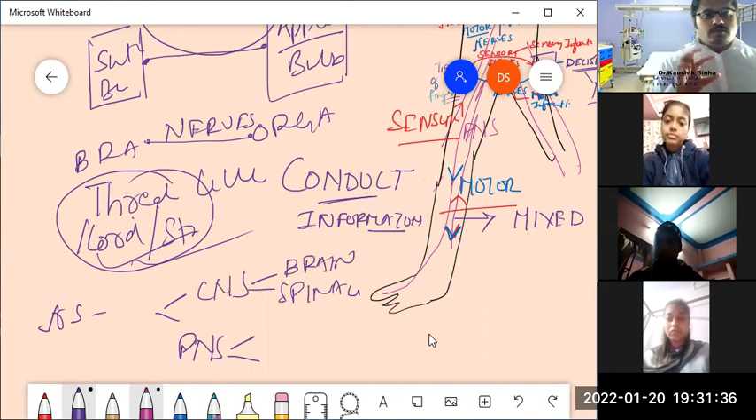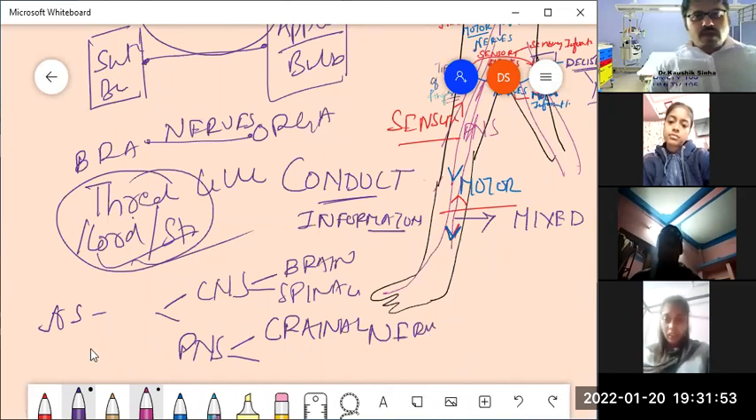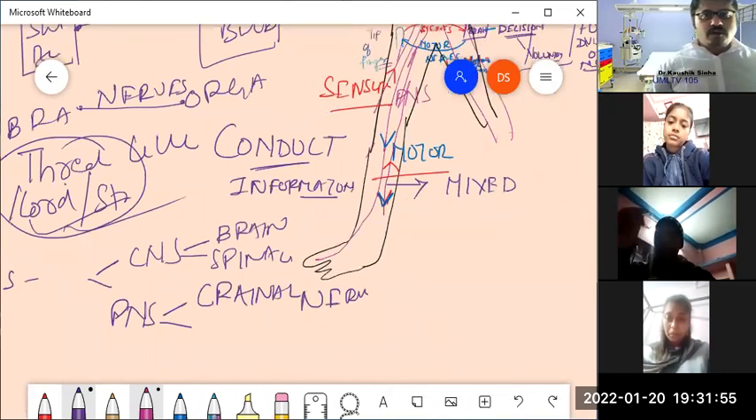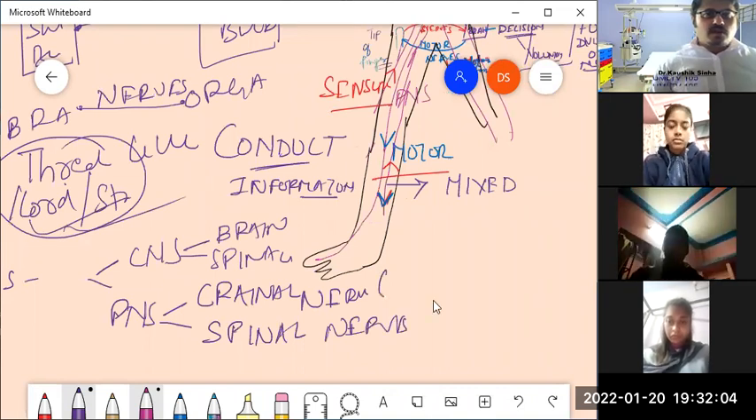Now, this entire system of nerves is again broadly classified into 2 types. One type that is originating from the brain is known as cranial nerves. Understood? What is cranial nerves? And the other type, which is originating from the spinal cord, is known as spinal nerves. I mean, they can be counted. How many nerves do originate from the brain? That can be counted to the figure of 12.